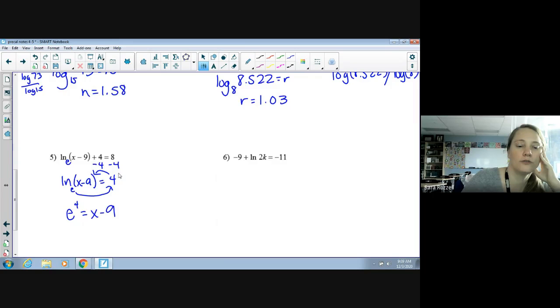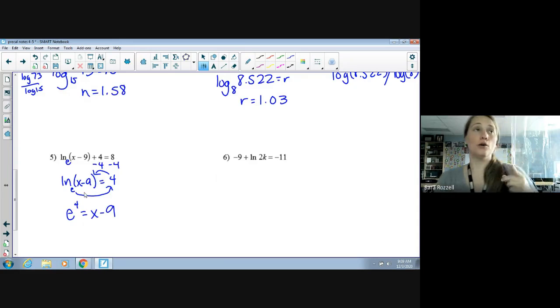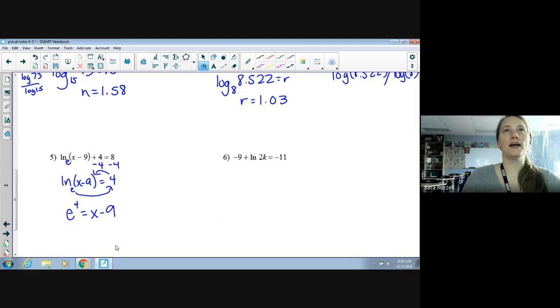So e to the 4th equals x minus 9. With problems with e in it, almost all the time they don't have you type that in the calculator. They just leave it. If they do say decimal form, you would just use the e button, which is on the same side as log and ln. But if you want x by itself, what are we going to do with this 9? Add it. So we're just going to say plus 9. So e to the 4th plus 9 is our answer. That is what x is. So get the log part by itself, write it as a power, and then solve for x.